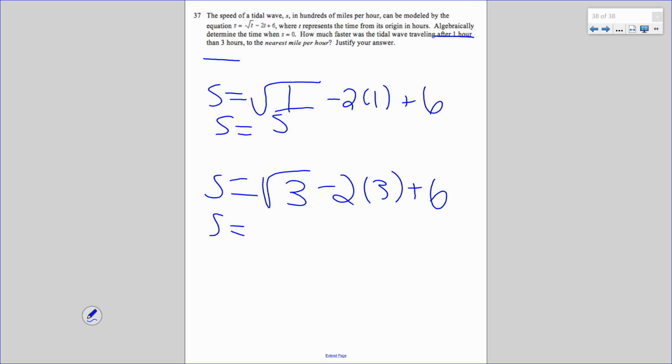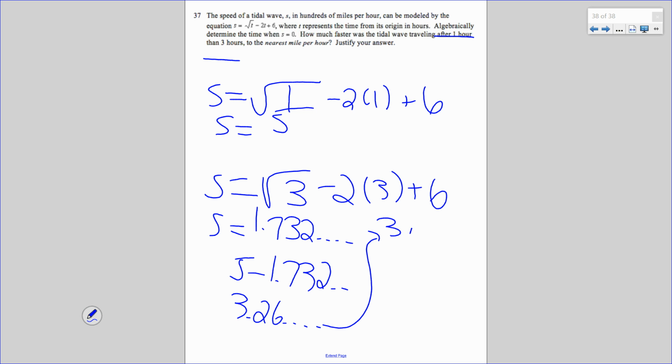And for this one, I am going to use my calculator. Nothing fancy, just typing this in. I have 1.732. Not going to round it. So how much faster? 5 minus 1.732 is 3.26 whatever. It's asking for the nearest mile per hour, which is 3 miles per hour.